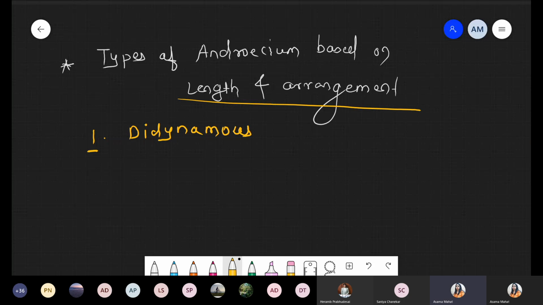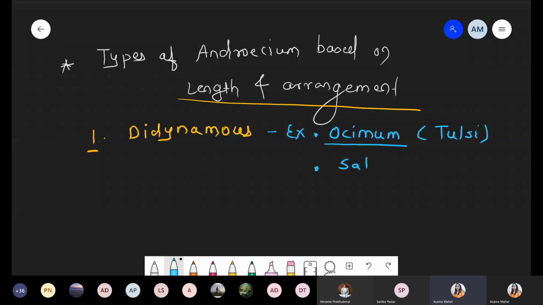In this chapter you will get very different names. This chapter requires practice, otherwise they are not remembered. Practice this continuously. Okay, so we are talking about the dynamous condition. First of all we write the example. It is very common in Ocimum, whose common name is Tulsi, which is present in our homes. And another example is Salvia.